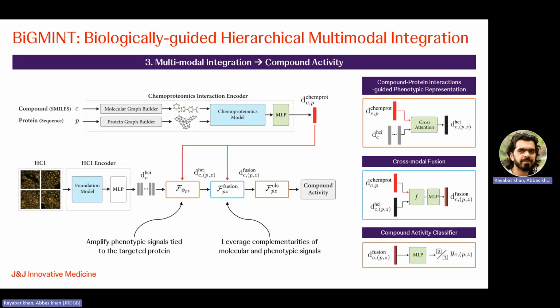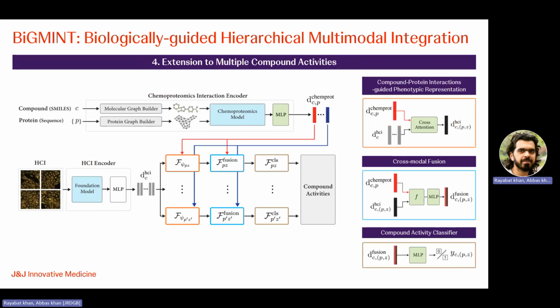It uses the molecular embedding, which knows exactly which protein we care about, to selectively amplify the parts of the phenotypic signal tied to that target. Think of it as using the molecular fingerprint as a lens to focus the microscopic image. The result is a target-conditioned phenotypic representation, which we then fuse with the molecular signal for final activity prediction.